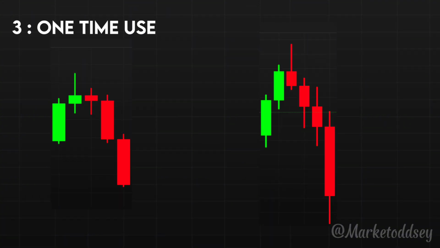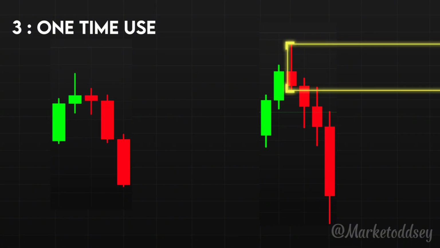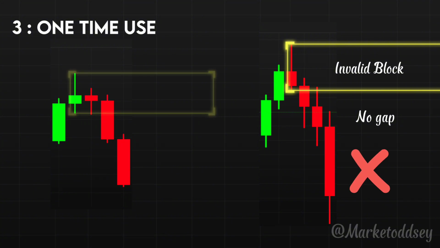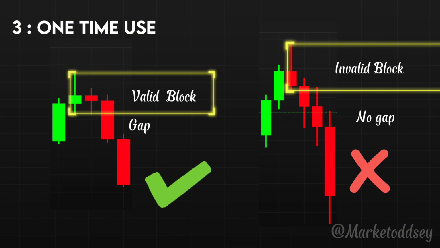3. One-time use. Once prices revisit an order block and react, e.g., bounce off support, that block loses its power. Focus on untested zones for future trades. Pro tip: always wait for prices to confirm the block strength, like waiting for a car to slow down at a stop sign before proceeding.